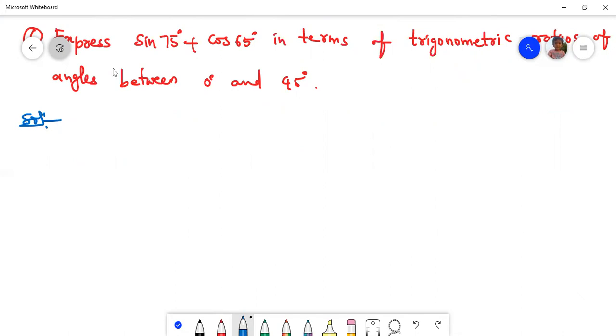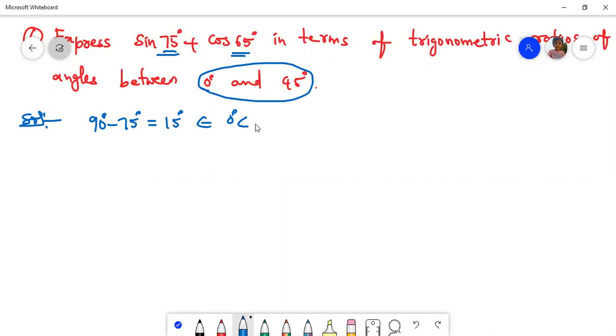Solution. Express, this is in terms of trigonometric ratios only. What are the trigonometric ratios? Cos, sine, cot, tan, sec, cosec. The given trigonometric ratios are of 75 and 65, but we can change them into 0 to 45 degrees. For that, just check it: 90 degrees minus 75 degrees is equal to 15 degrees. It belongs to 0 degrees less than 15 degrees less than 45 degrees only.